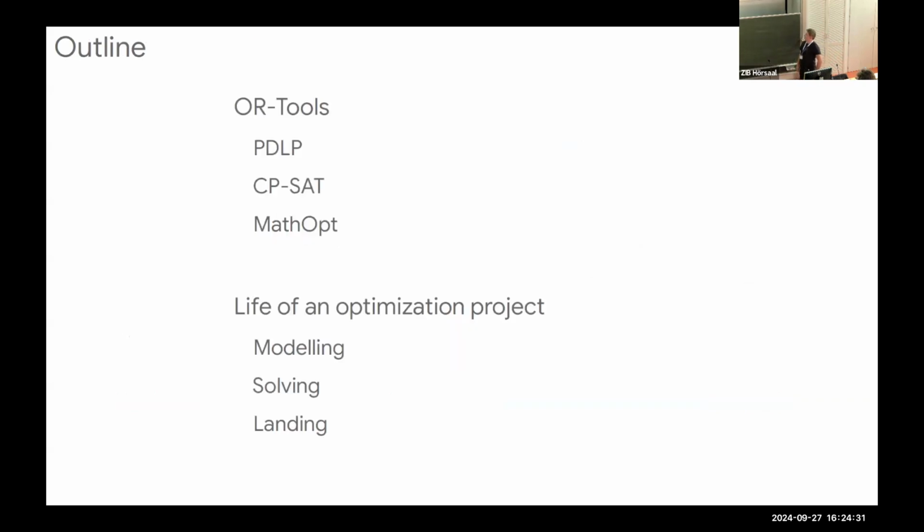Just to jump right into the outline for this talk, it's roughly split into two parts. First, I'm going to do a bit of shameless advertising of the library called OR Tools. This is the library for many different combinatorial optimization problems that our team has developed for more than 10 years now. In particular, I'm going to talk about three, let's say, recent or less recent developments: PDLP, which is the large-scale LP solver, CP-SAT, which is the constraint programming solver, and MathOpt, which is our new layer to model and unify the API across various solvers.